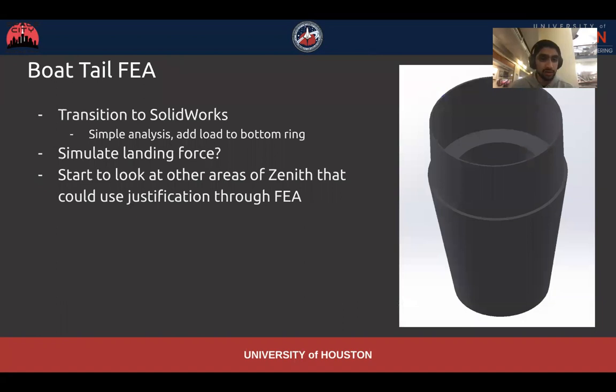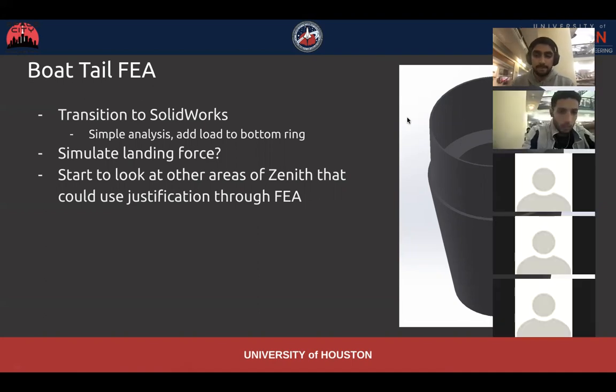Just a quick word on the Boattail FEA. As I mentioned in the Discord and to Omar and Arturo, transition to SolidWorks for the time being, and that should make it relatively simple, just adding a load to the bottom ring. But I did want to ask if you had thought about whether it's worth looking at the landing force, and if there's a way you want to model that. It is more of a dynamic analysis rather than the simplicity of adding a load to simulate the launch force. So I just want to see what y'all's thoughts are.